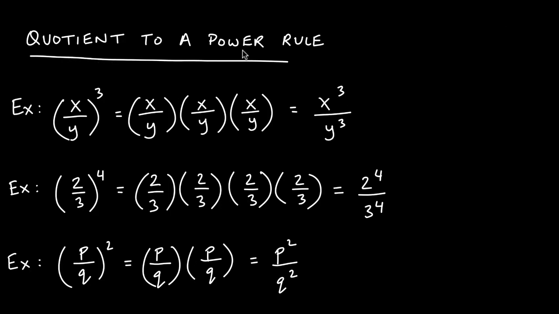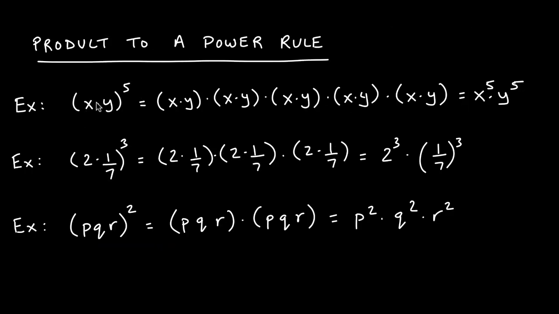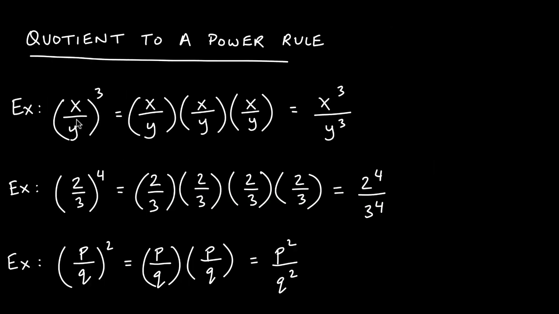The quotient to a power rule is the next one. So here we have a quotient of two terms. Instead of having a product of two terms, it's the same exact rule, except instead of a product, we have a quotient. So we have x over y raised to the third. The third power implies that I'm multiplying this by itself 3 times.